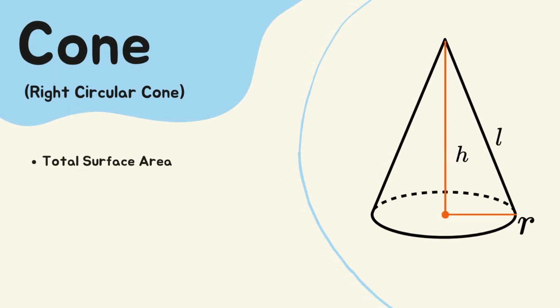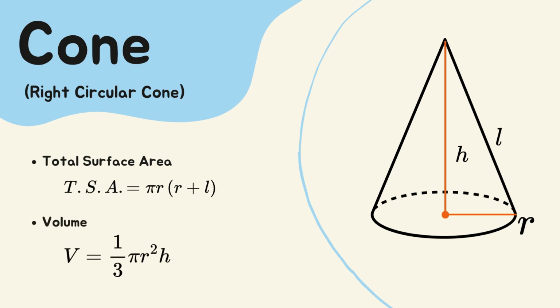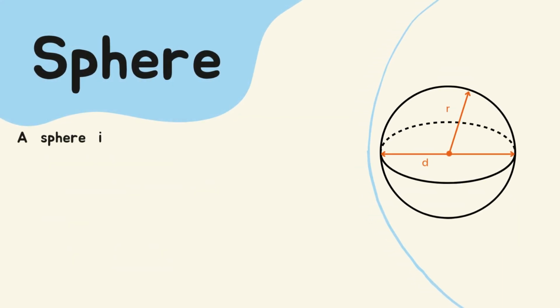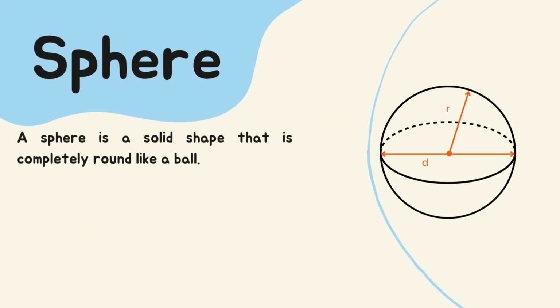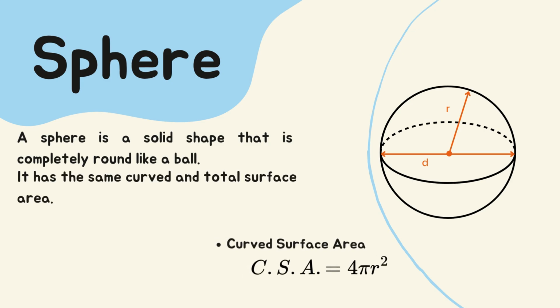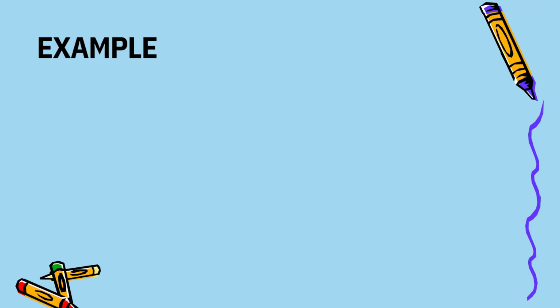Next, we revisit the cone. The total surface area is TSA equals pi r (r plus L), and the volume is V equals 1/3 pi r squared h. Now let's talk about the sphere. A sphere is a solid shape that is completely round like a ball. It has the same curved and total surface area. The curved surface area is given by CSA equals 4 pi r squared, and the total surface area is TSA equals 4 pi r squared.